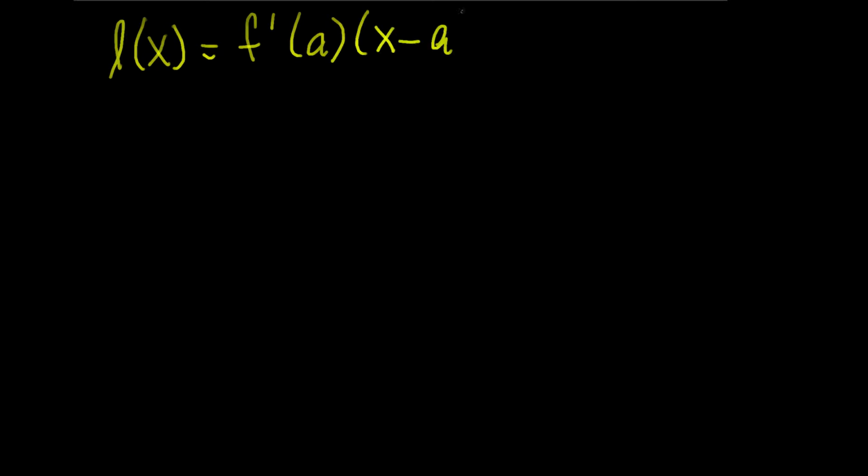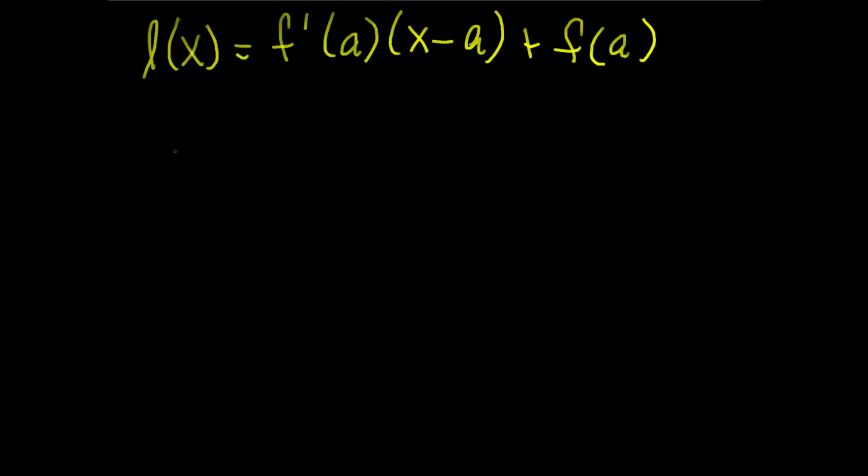So we know the equation of the tangent line, L of x, is always given by f prime of a times x minus a plus f of a. That's our standard equation of the tangent line.